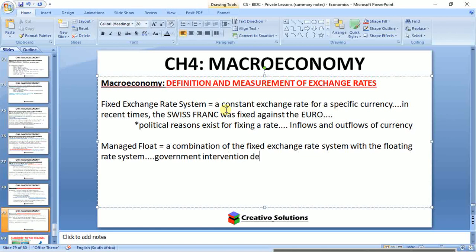Government intervention determines the current exchange rates. Okay, anything else here? They mentioned the supply and demand of these currencies. Then the last bit here is the factors underlying changes in foreign exchange rates.